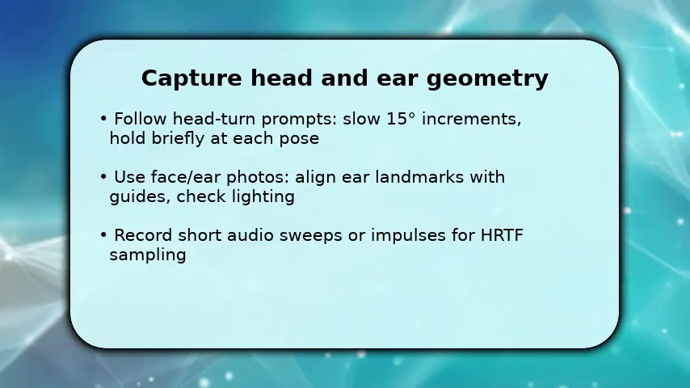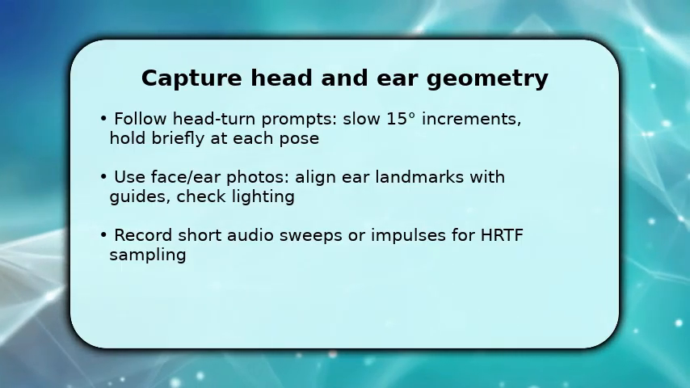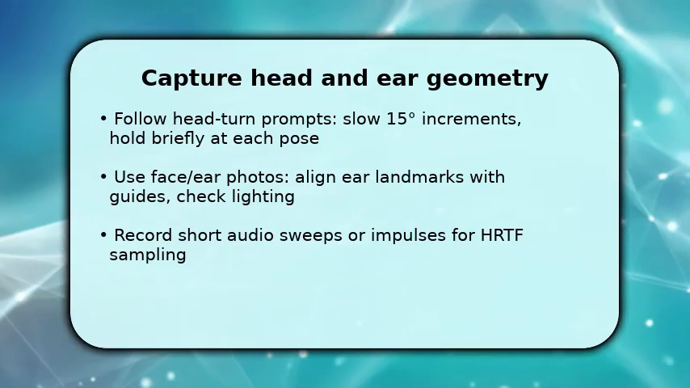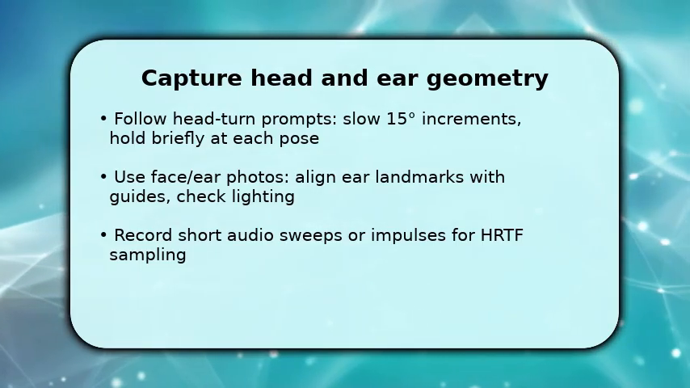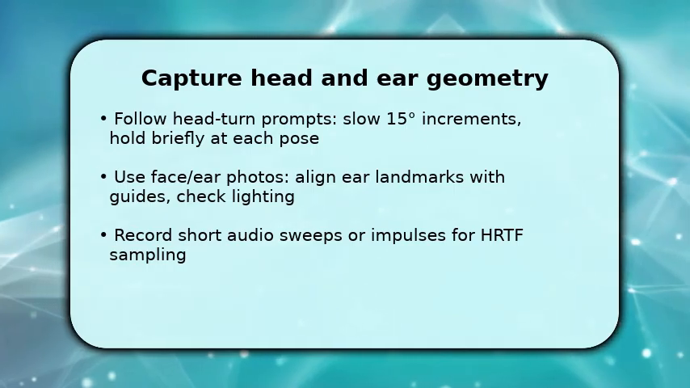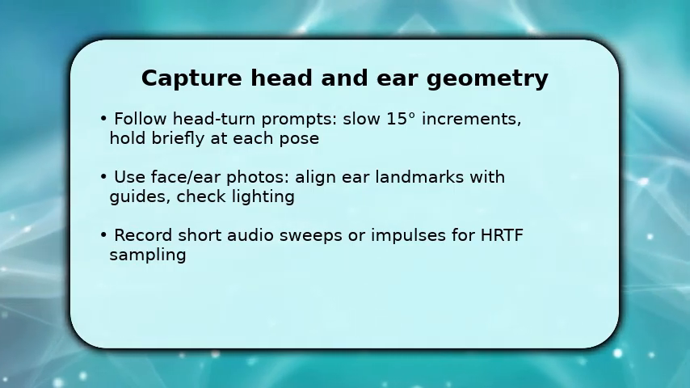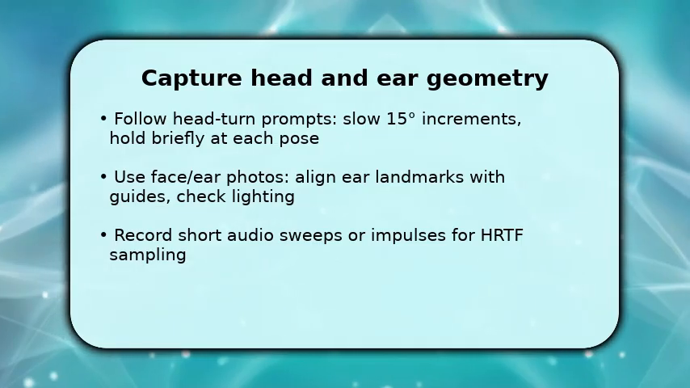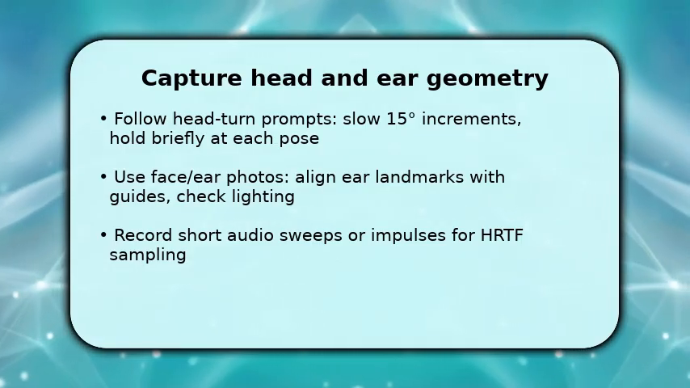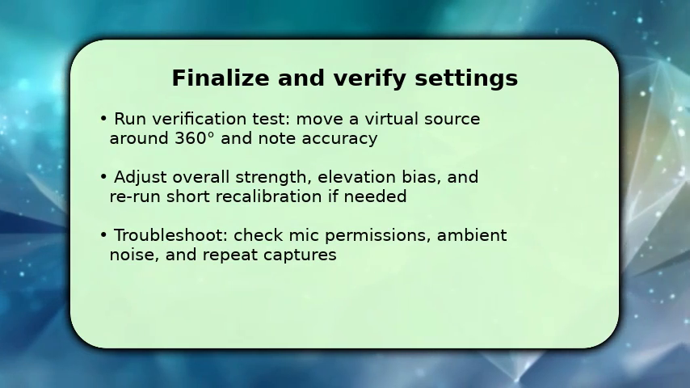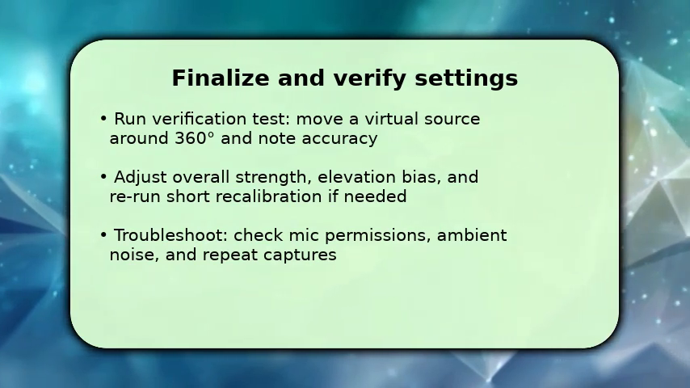Align ear landmarks with the overlay to capture pinna shape, which affects elevation cues. Then record the provided audio sweep or impulse responses. These samples let the algorithm derive your head-related transfer function, so spatial images map correctly to your perception. You finish by validating the personalized profile with a verification sequence.